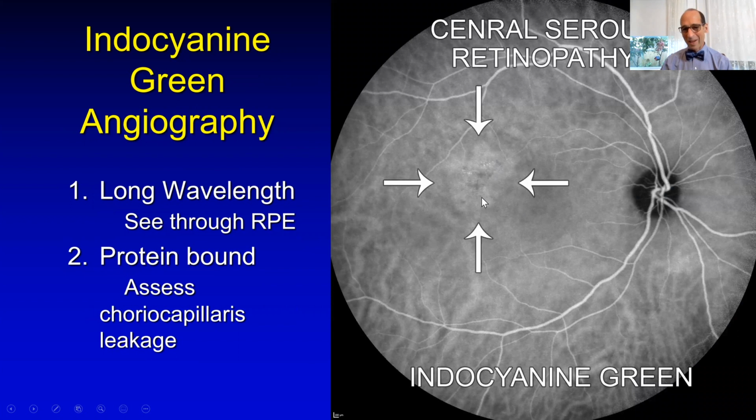And this is that same patient, I think, or maybe it's a different one, with central serous, and you can see the leakage. So the things where ICG gives you a difference over fluorescein is the wavelength is different, so you can see through the RPE, whereas fluorescein cannot see through the RPE. And it's protein bound, so you can see differentiations in the choriocapillaris leakage. So those are your two big differences between ICG and fluorescein.